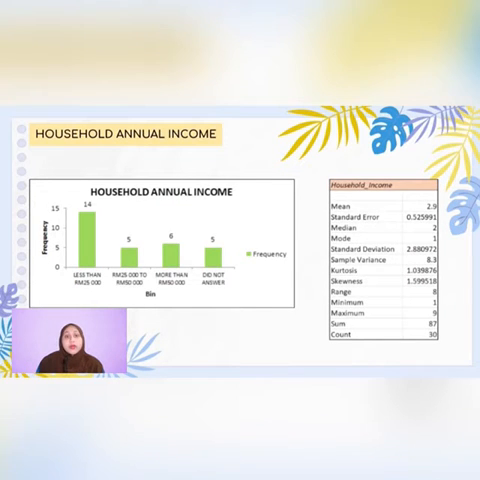Lastly, for the household annual income, about 14 respondents have income less than 25,000 ringgit, 5 respondents have income from 25,000 ringgit to 50,000 ringgit, and 6 respondents have income more than 50,000 ringgit. In addition, 5 respondents did not answer the question, and that is the descriptive statistic.